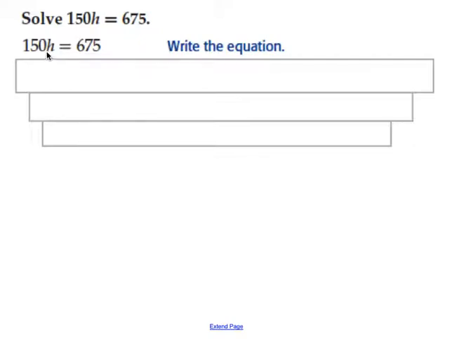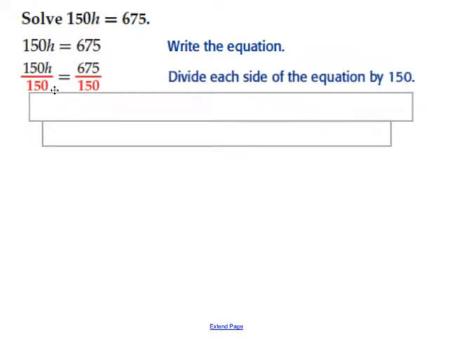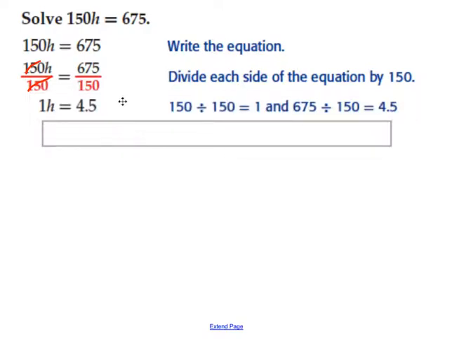They are inverse operations. So whatever we do to one side, we must do to the other side of the equation as well. So to get rid of that 150, we need to divide both sides by 150. We're going to show that by using the fraction bar. That means divide by 150. And when we divide 150 by itself, that cancels and we just get 1. So we still have our letter h right there.